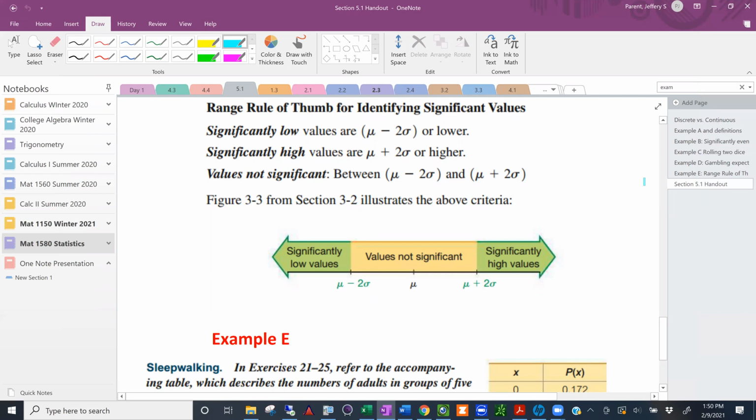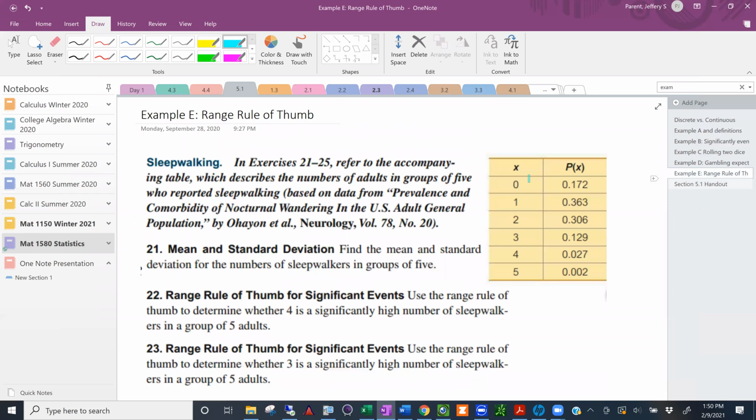Now, what I want us to do is that kind of calculation for this probability distribution. So we're going to repeat that and try to find out what's significantly high and what's significantly low, if anything, in this table. Let's first understand what it is. For these exercises, refer to this table, which describes the number of adults in groups of 5 who reported sleepwalking.